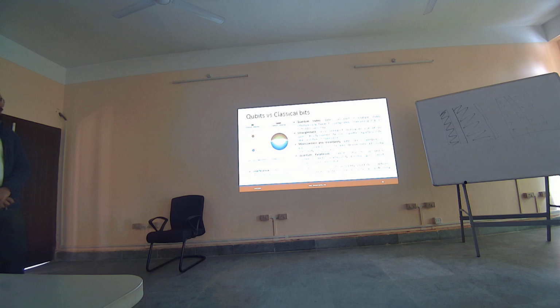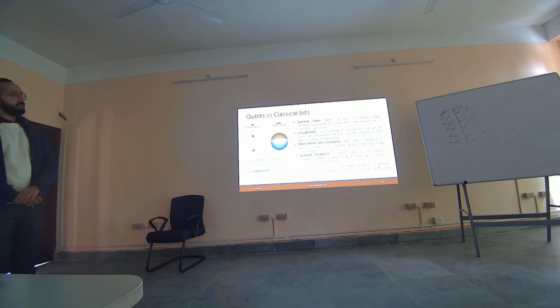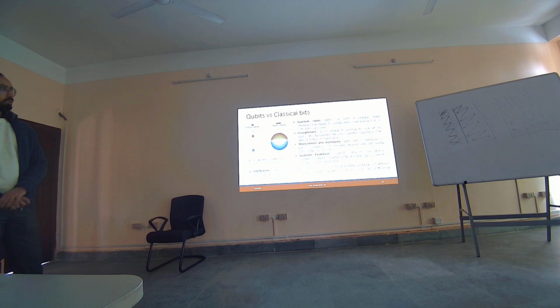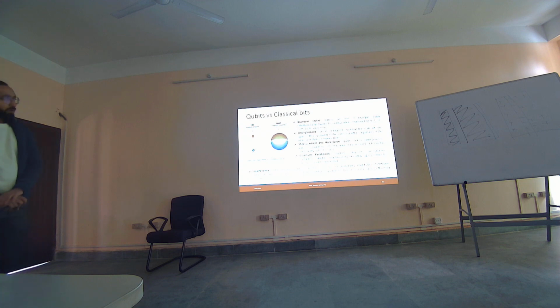So, qubit versus classical bit. The differences are in the quantum state. One exists in a superposition state, the other exists in very discrete, different states in the classical one. Entanglement is possible in the quantum world, which is not possible in the classical world. Measurement: qubits are more probabilistic in nature, as I told you. Classical ones are not probabilistic. And parallel computing becomes possible with qubits.